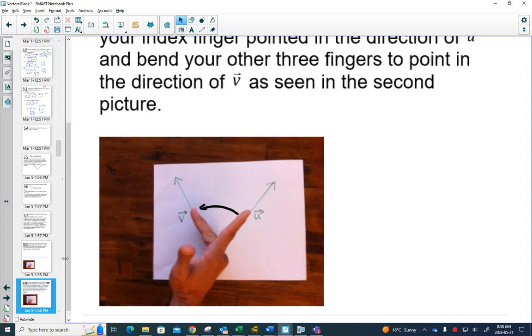If I had started on v and done v cross u, I can't put my hand here and bend my fingers backwards. It hurts. You can try, but it doesn't work very well. So I have to put my hand on this way so I can bend my fingers backwards. And in this case, my thumb would be pointing inwards into the paper. So the right-hand rule is a way to determine whether it's going to be inwards or outwards.